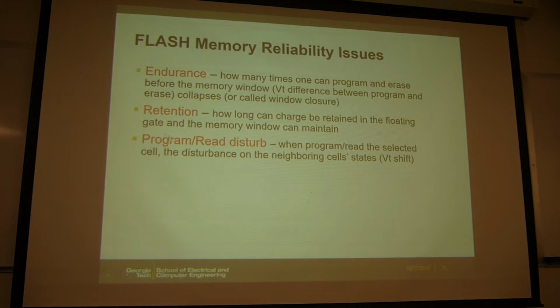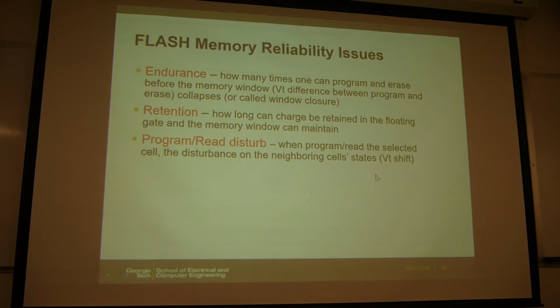And then the third aspect is this disturb due to the program or read. So this is when we select some cells to program or read, so the adjacent cells or the neighboring cells may be disturbed by this program or read operation of your selected cell. So those three aspects basically are these reliability issues in the flash.